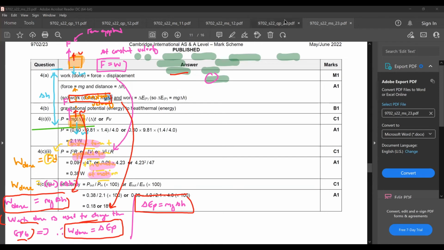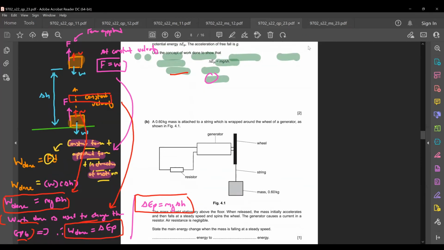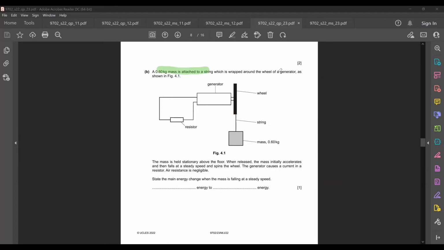Okay, so if this one is okay, then after that, I'll move on to the next part. Now, for part P, they tell you this. A 0.6 kg mass is attached to a string which is wrapped around the wheel of a generator as shown. The mass is held stationary above the floor. When released, the mass initially accelerates and then falls at a steady speed and spins the wheel. The generator causes a current in the resistor. Air resistance is assumed negligible here. State the mean energy change when the mass is falling at steady speed.